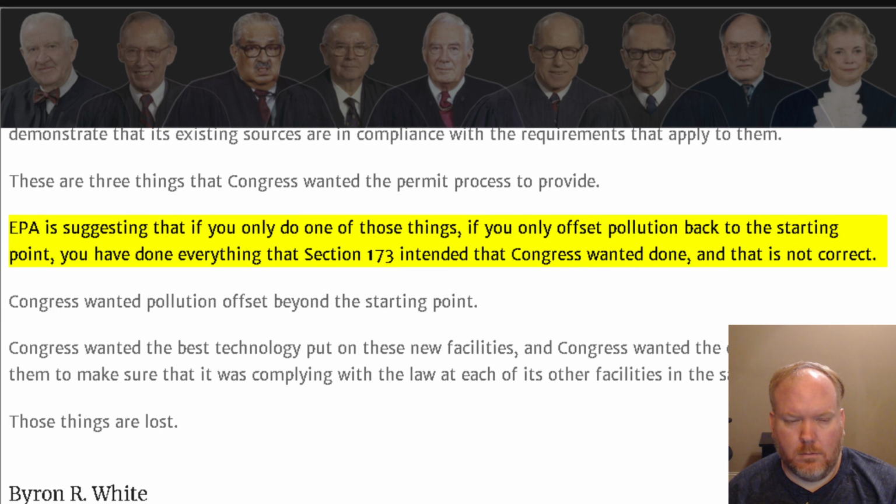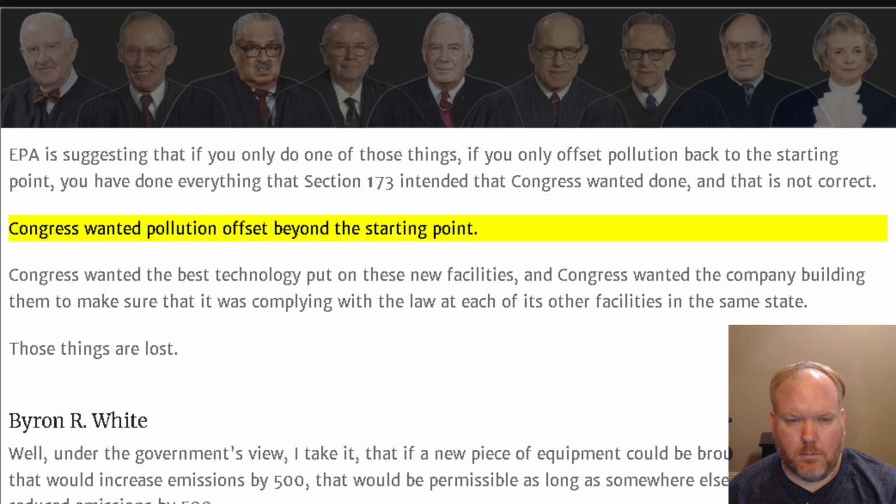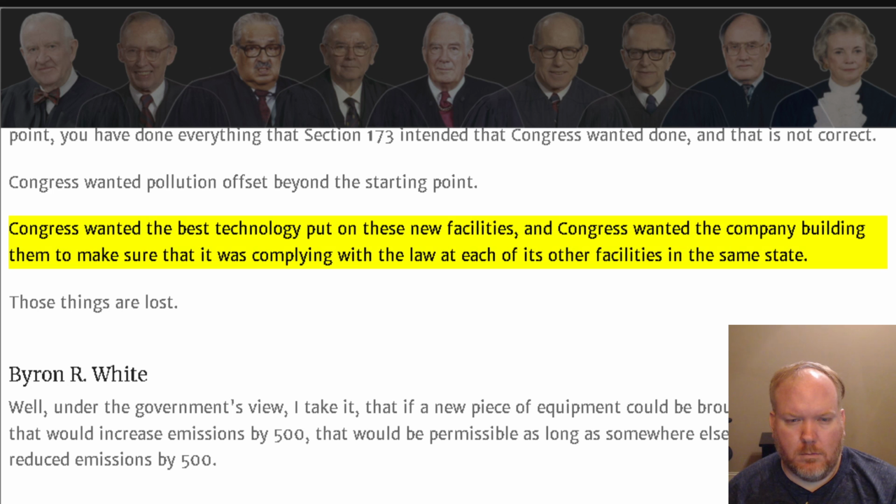EPA is suggesting that if you only do one of those things, if you only offset pollution back to the starting point, you have done everything that Section 173 intended, that Congress wanted done, and that's not correct. Congress wanted pollution offset beyond the starting point. Congress wanted the best technology put on these new facilities, and Congress wanted the company building them to make sure that it was complying with the law at each of its other facilities in the same state.